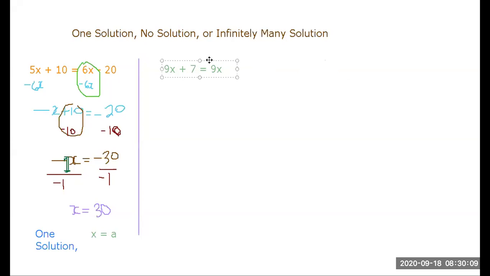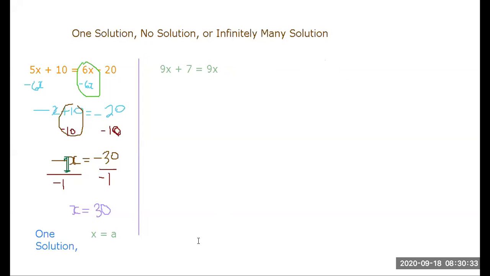Let me put this over here. So I'm trying to figure out what x is, literally. That's it. So I need to get all the x's on one side and everything else on the other side. With a question like this, since there's a 9x on the right side and nothing else, I'm going to put all my x's on the right side.